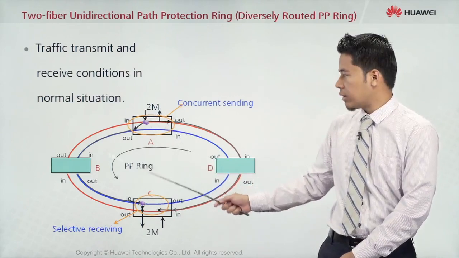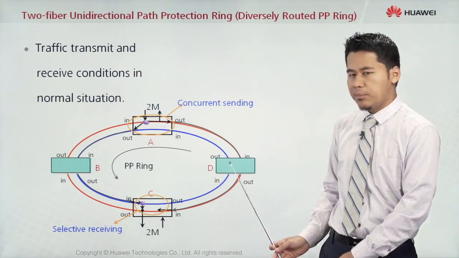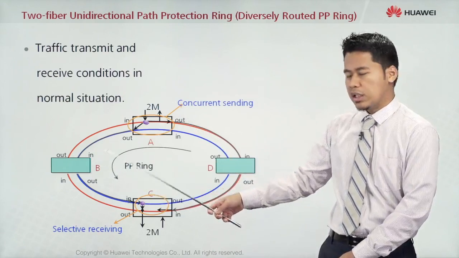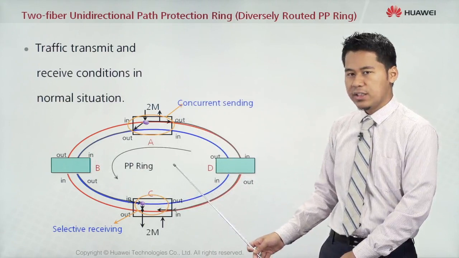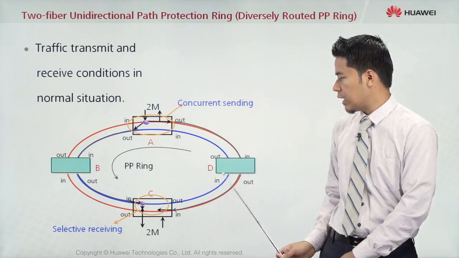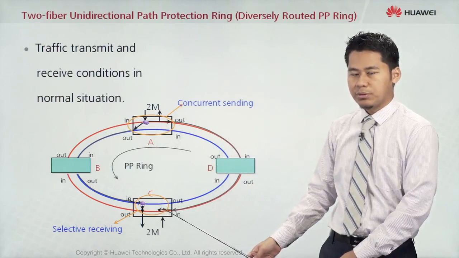If you have a fiber cut around here, of course, they will go to this particular path, which is they will go to D. But they don't pass through to B anymore, whereby to perform the switching, they will make a switch directly in C. If we have a fiber cut around here, they will go to D and directly drop the services at C. So this is how we apply the PP protection.